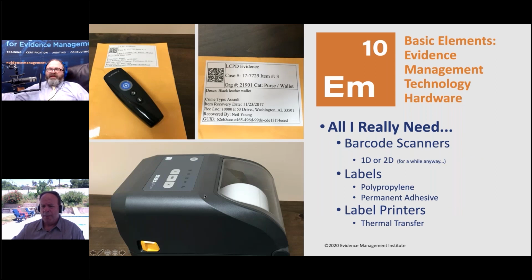So all you really need in this world, you still need a barcode scanner because cell phones aren't quite there, but we won't need them forever. You need a barcode scanner. You need labels. You need labels that are polypropylene. We'll talk more about this when we talk about packaging, but I love labels so much I wanted to mention it again, with permanent adhesive. And then you need yourself a good old fashioned thermal transfer label printer with wax resin ribbon.